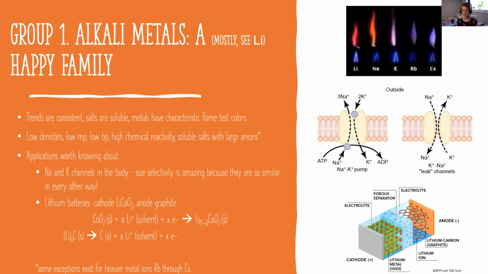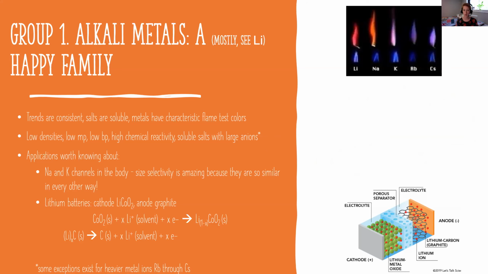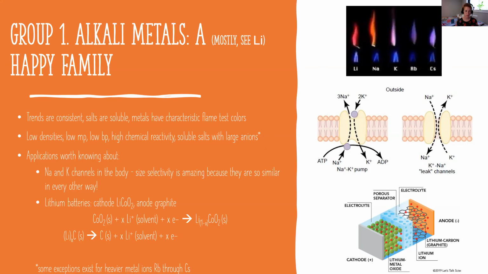There are some exceptions, so this little asterisk here is for heavier metal ions, rubidium through cesium, which will sometimes not have soluble salts because they have more covalent character in the ionic lattice, and so they're harder to solubilize. So then here are some applications worth knowing about. Let's talk about sodium and potassium channels in your body.